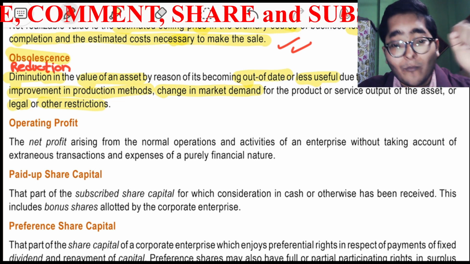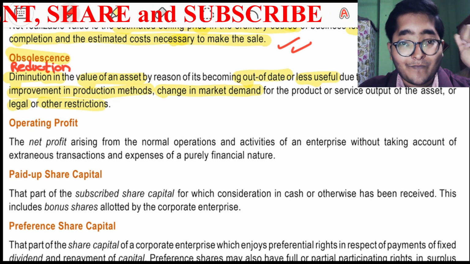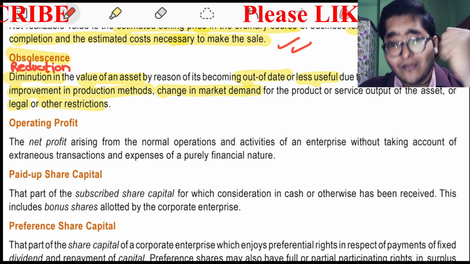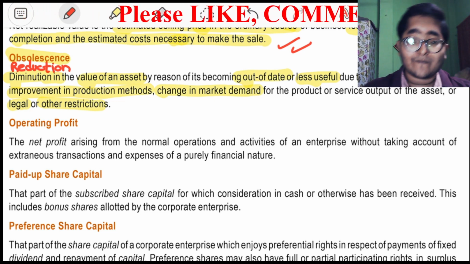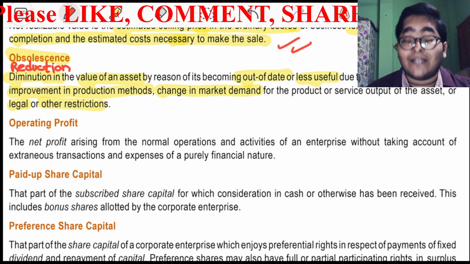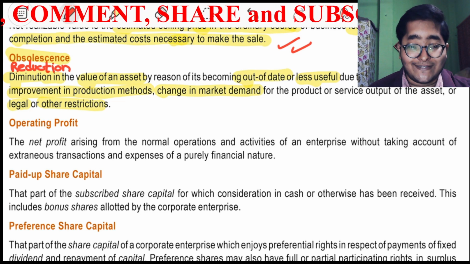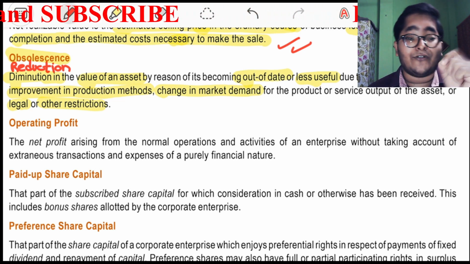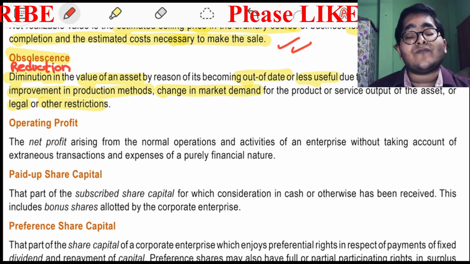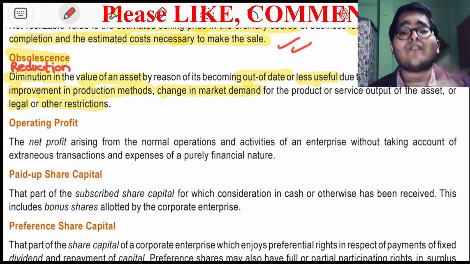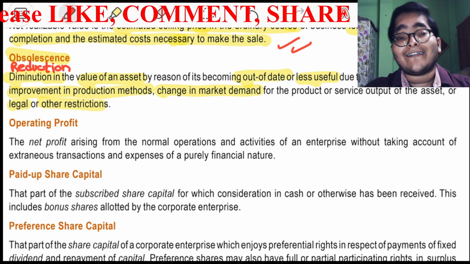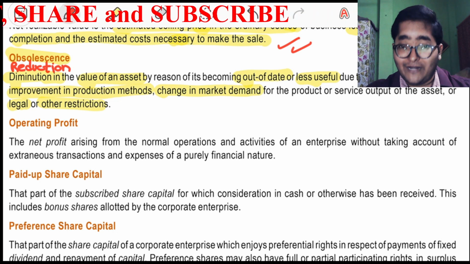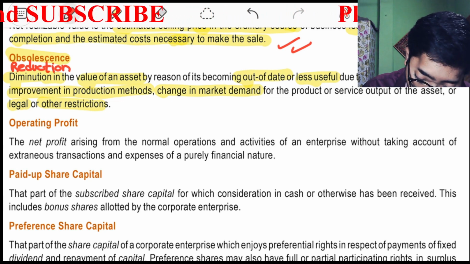What is a normal operation or activity for a business? Either rendering a service, or producing and selling a product, or trading with a product. In the normal operation or activities, the net profit earned by the business without taking into account extraneous financial expenses, extra or secondary financial expenses, that type of net profit is called operating profit.